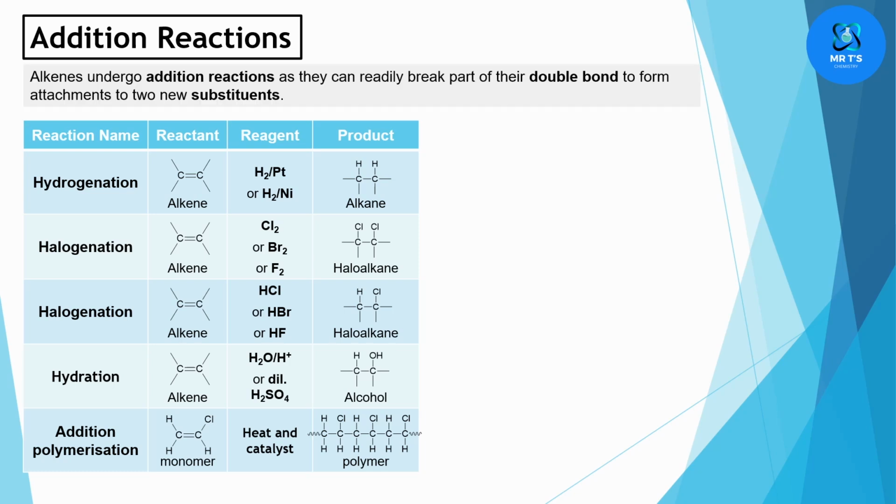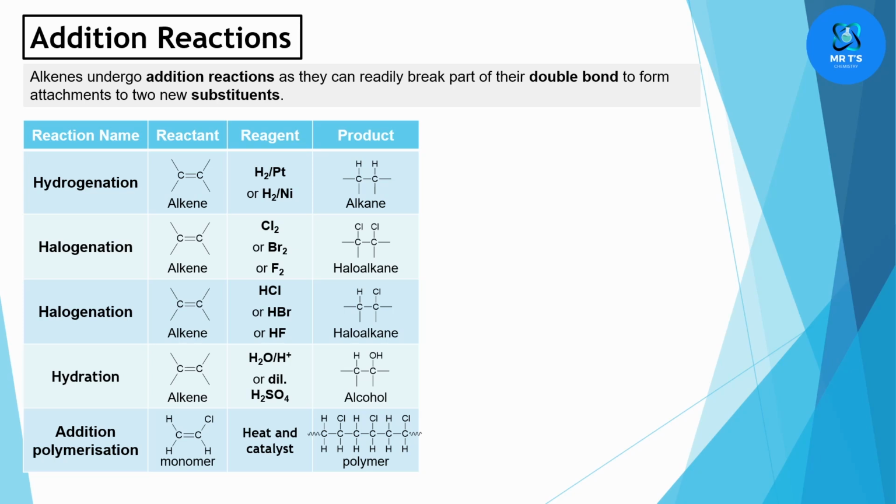Now the reason that alkenes that have double bonds can undergo addition reactions is that the double bond will break and then it will form two new attachments, and because we're adding two new atoms or groups to it, it's called addition because we're adding.